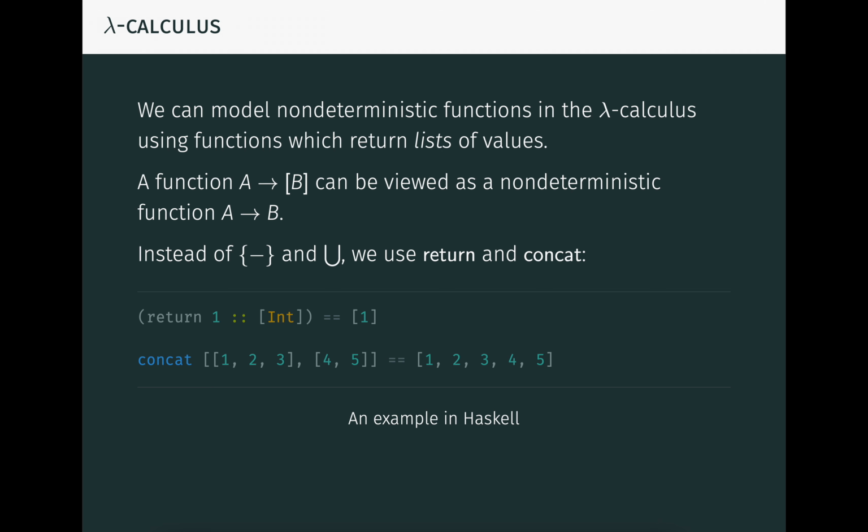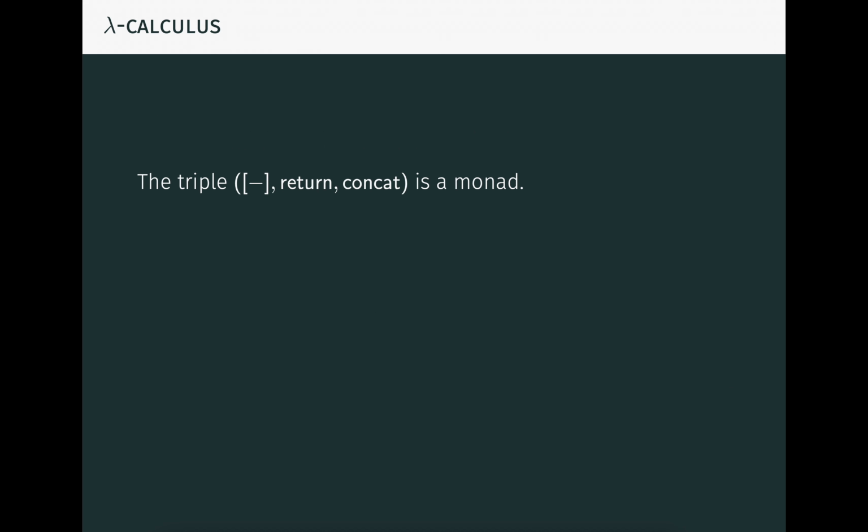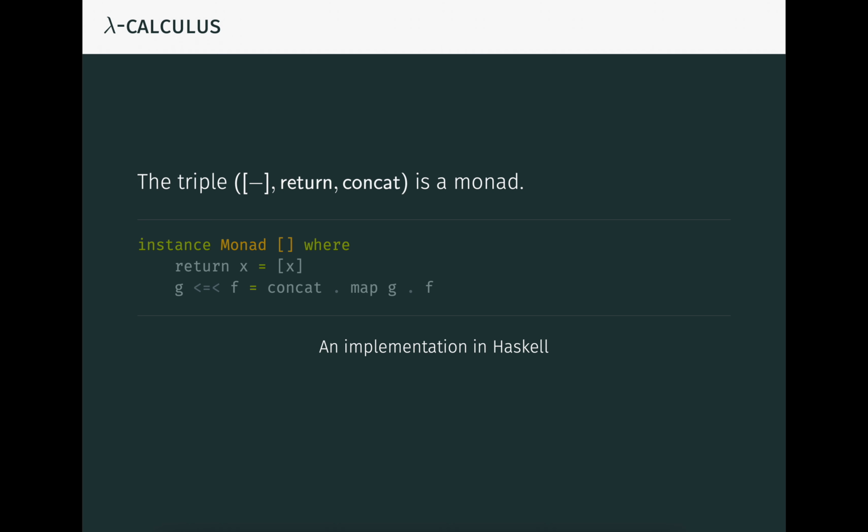The return function wraps a value in a singleton list. Note it has nothing to do with the return keyword in other programming languages. The concat function concatenates all the values from a list of lists into a single flattened list. It shouldn't be shocking to you at this point that the triple consisting of the list type together with the return and concat functions is a monad. Here's an implementation in Haskell.